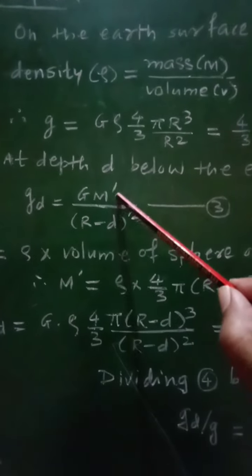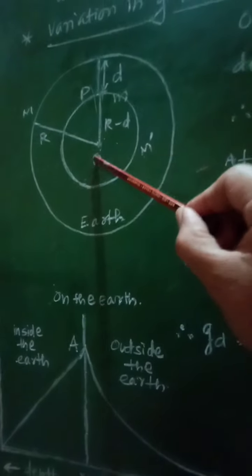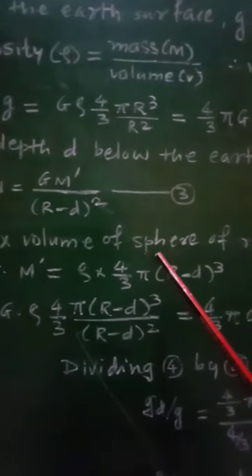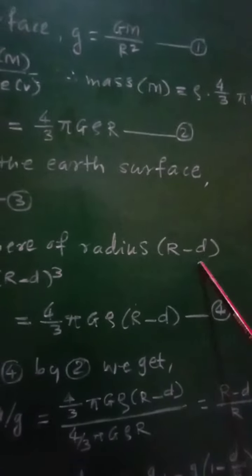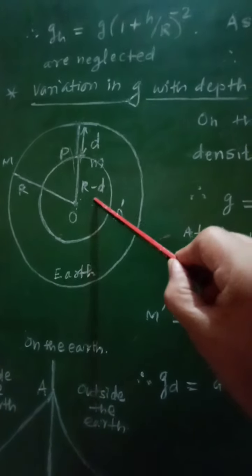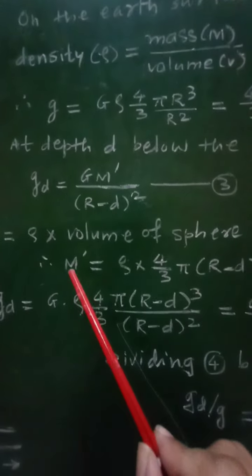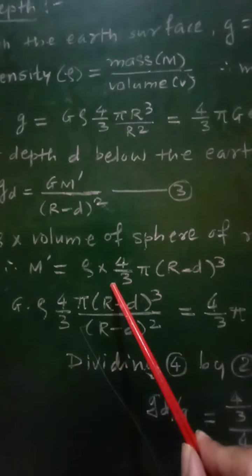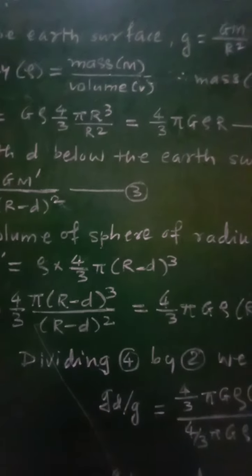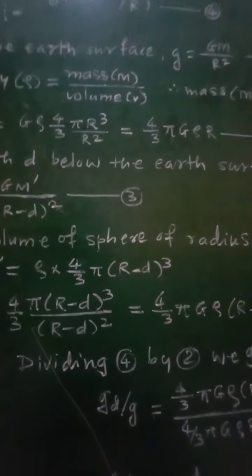Again we can find out the value of this M dash, that is the mass of the inner sphere. M dash is equal to rho into the volume of that sphere of radius R minus d. So we have to find now the mass of this inner sphere, so it will be equal to density into volume of this inner sphere, and therefore we will get M dash equal to rho, that is density, into 4 by 3 pi (R minus d) cube. This will be the volume of that inner sphere.